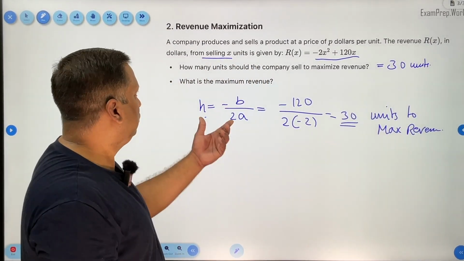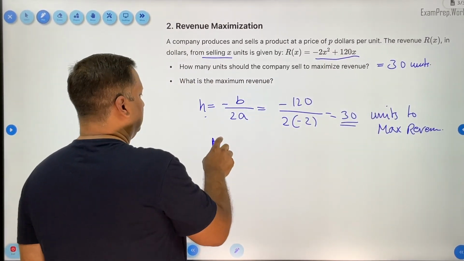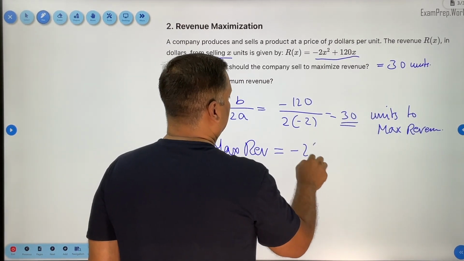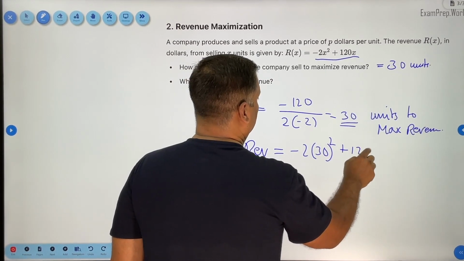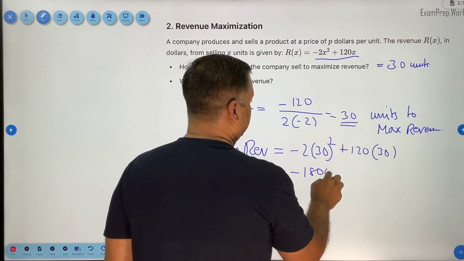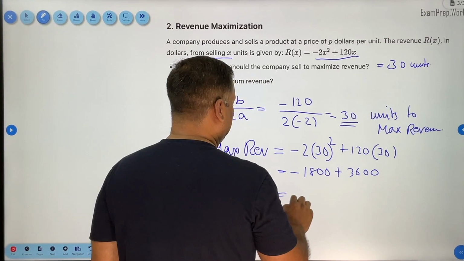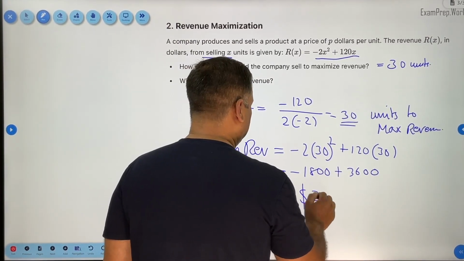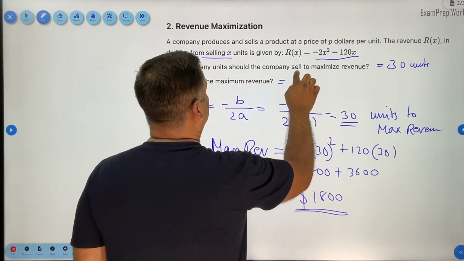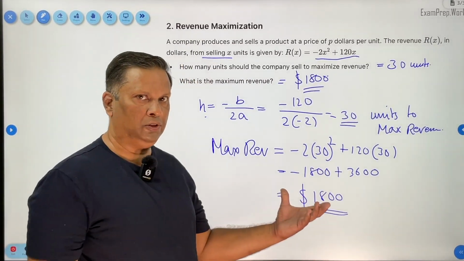Now what is the maximum revenue? Input this 30 in this function. So max revenue will be equal to minus 2 times 30 squared plus 120 times 30. That is minus 1800 plus 3600. So the answer is dollars, this minus this, which is 1800. So their maximum revenue is $1,800. Clear? So the second question is also very easy.